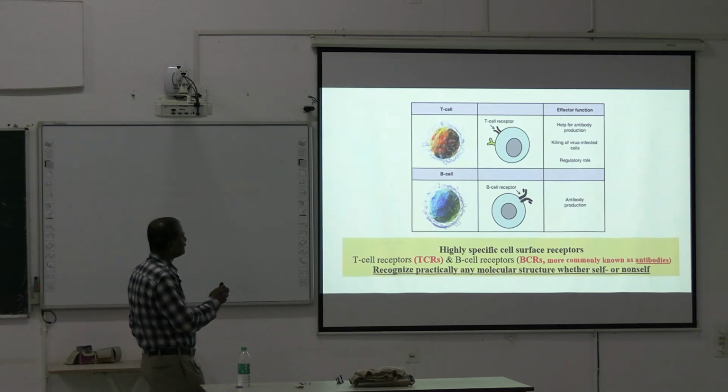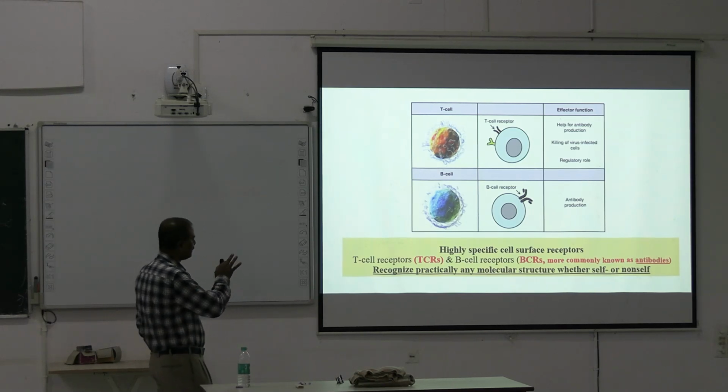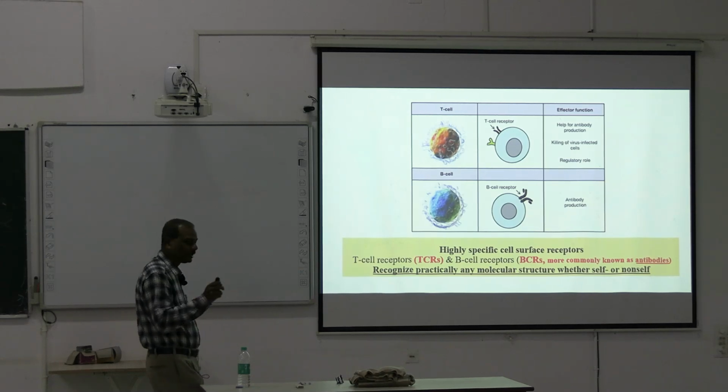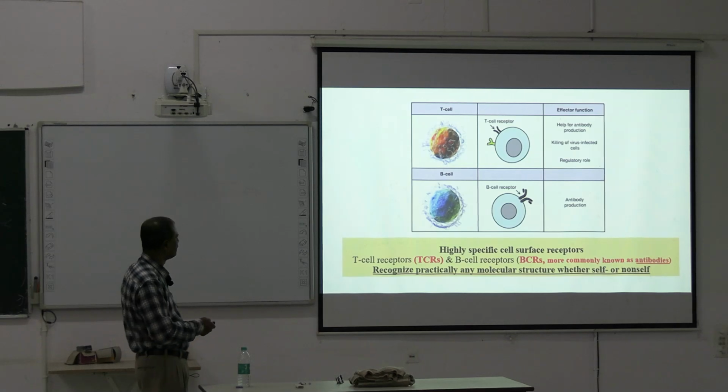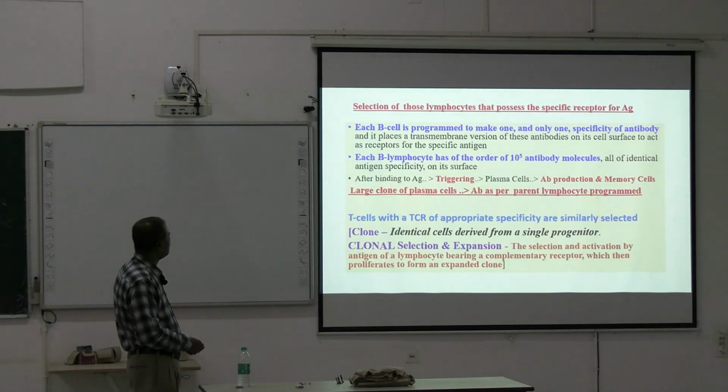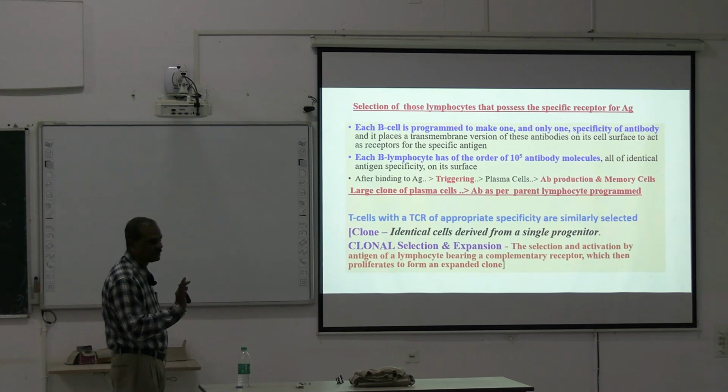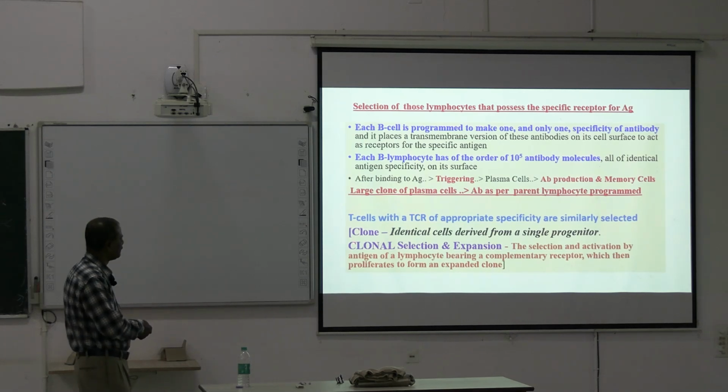The T cell, as I told you, can kill directly and it helps in antibody production. Remember, here you note down only one thing: a clone. Write down, a clone is an identical cell derived from a single progenitor. What do you mean by clone? This part you write down. The rest you try to understand.